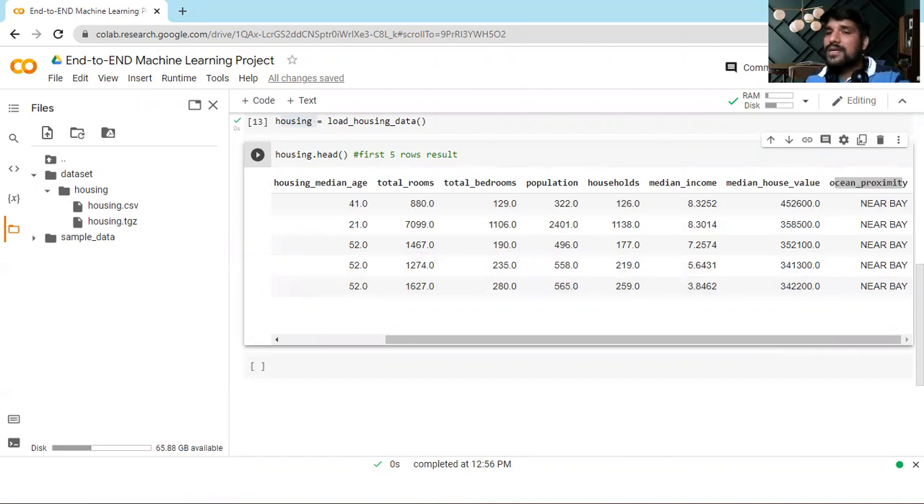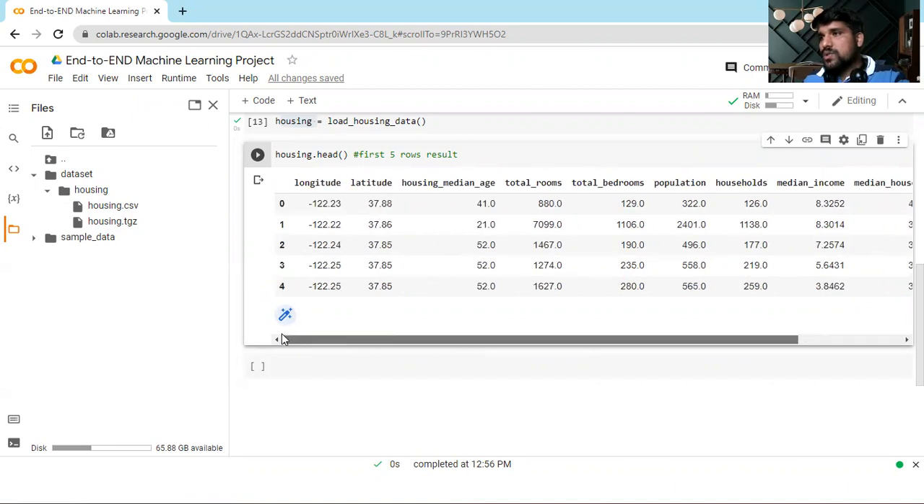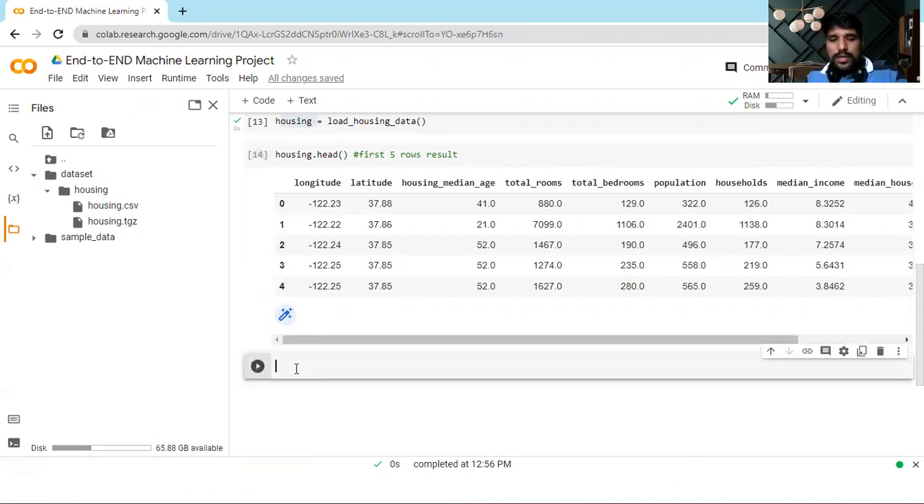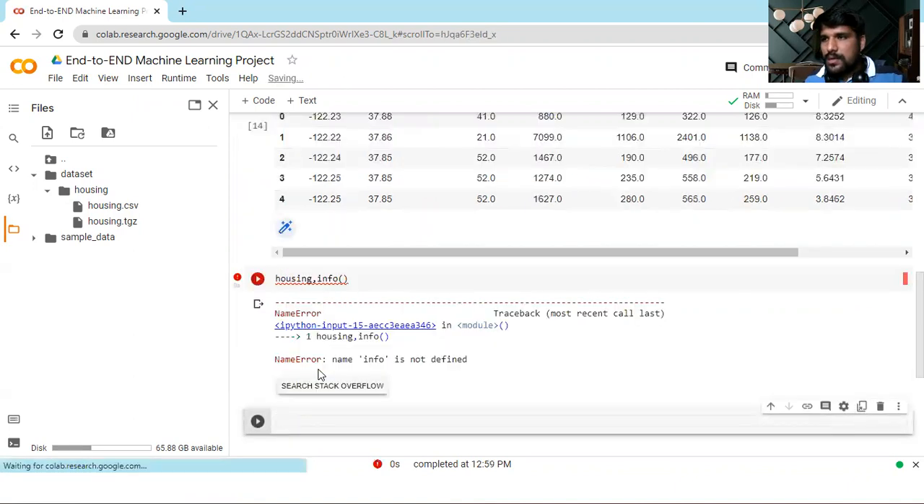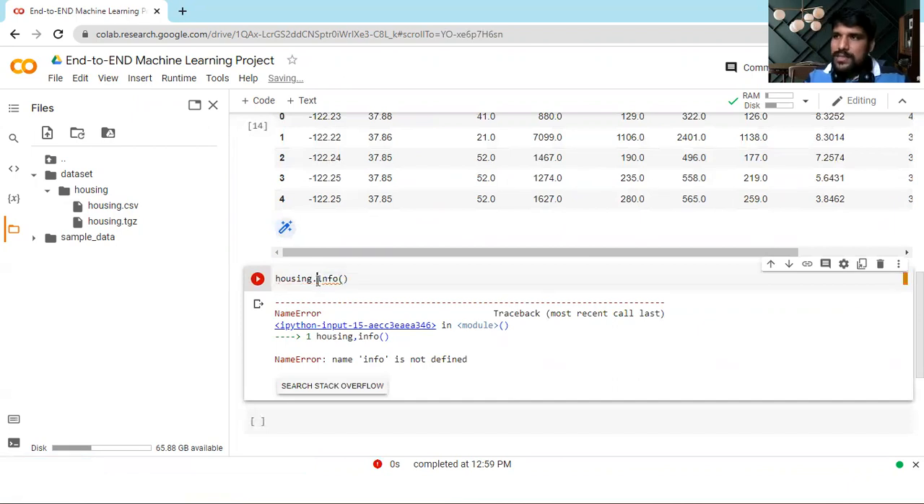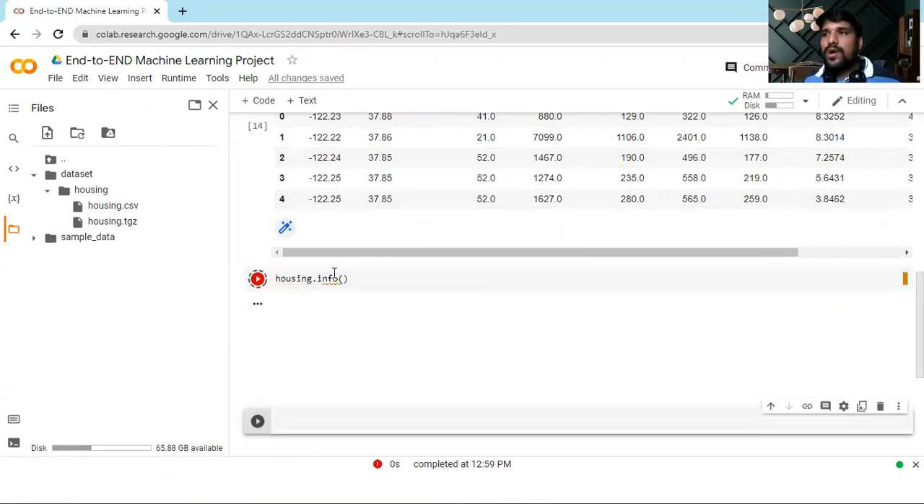Also, it contains this value. Let's go deeper into that and check the info. The pandas data frame has a method called info.